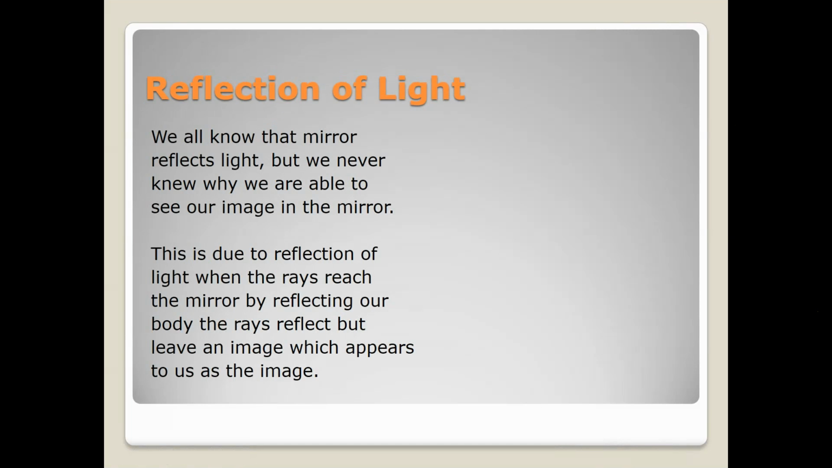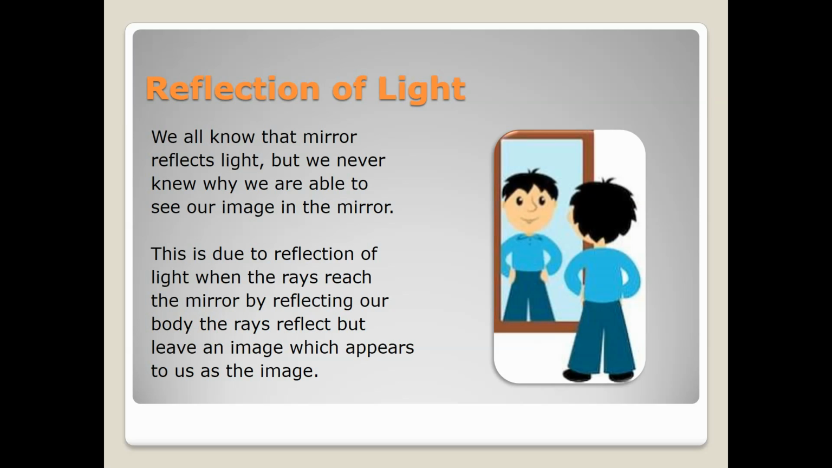Reflection of light. We all know that a mirror reflects light, but we never knew why we are able to see our image in the mirror. This is due to reflection of light. When the rays reach the mirror by reflecting off our body, the rays reflect but leave an image which appears to us as the image of ourselves. Each and everything reflects light on earth.